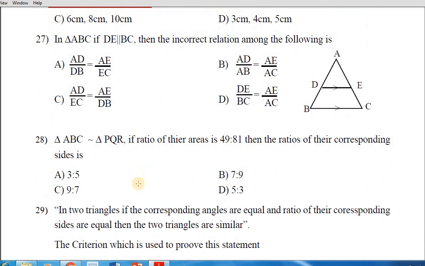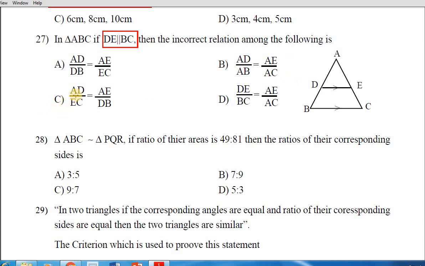Question number 27. In triangle ABC, DE is parallel to BC. They clearly mention DE is parallel to BC. Then the incorrect relationship among the following is. So use BPT concept, children. A. AD by DB is equal to AE by AC. First one is correct. B. AD by AB is equal to AE by AC. So this is a corollary of BPT. This is also acceptable.